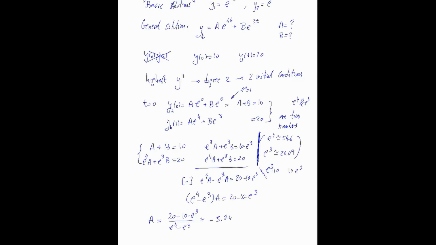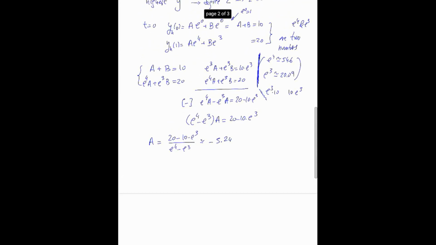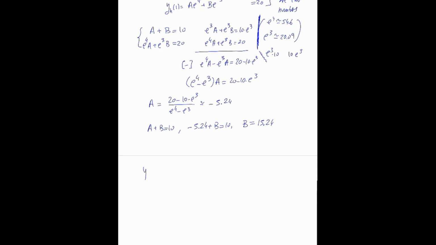5.24. So to get b, we use any of the equations. We have a plus b equals 10. So minus 5.24 plus b is 10. And b is approximately 15.24. And your solution is yh, with a equal to minus 5.24, e to the 4t plus b equal to 15.24, e to the 3t. And that's it.